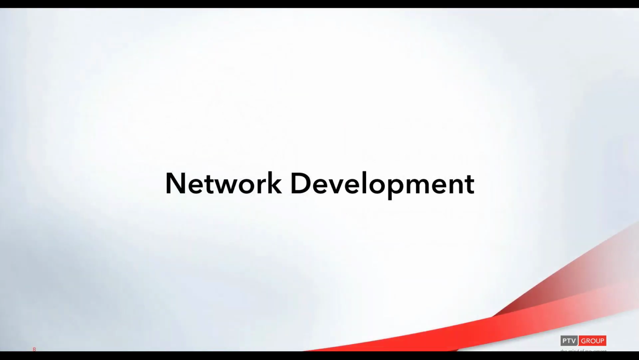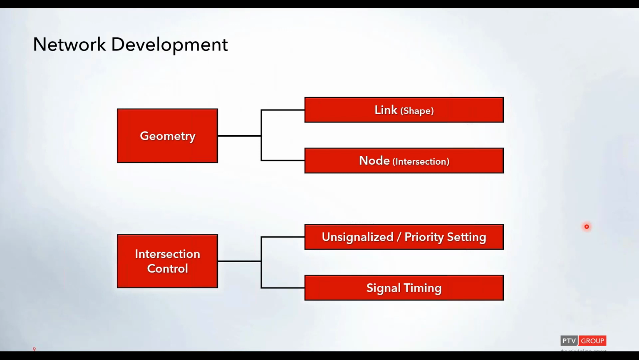First, network development. There are two big components of network objects that will need to be developed or fine-tuned, which are first geometry and then the control component for each of those nodes or intersections. Geometry can be edited at the link level to take care of the shape of the links, and at the node level to take care of every other component at the node intersection level. For intersection control or node control, you can define unsignalized control intersections or nodes, or signalized intersections or nodes as well. We're going to go through some of those sections step by step.